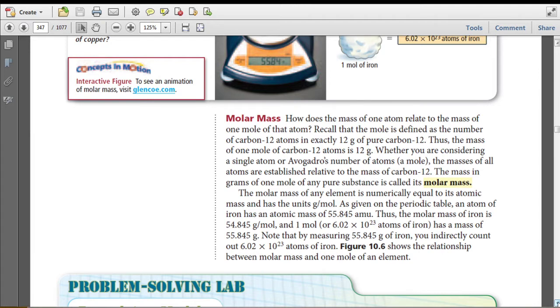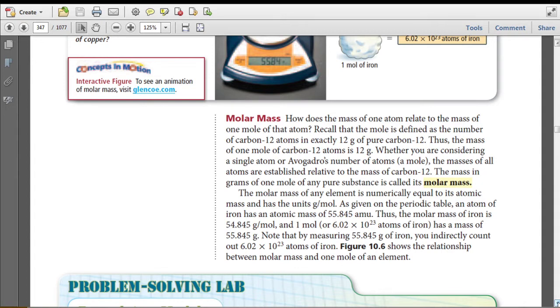The mass in grams of 1 mole of any pure substance is called its molar mass. The molar mass of any element is numerically equal to its atomic mass, and it has the units g/mol, which is grams per mole.